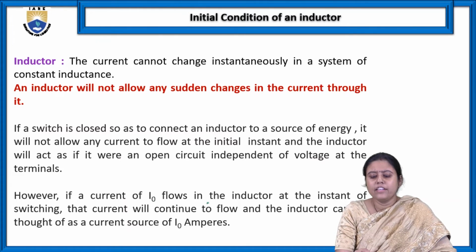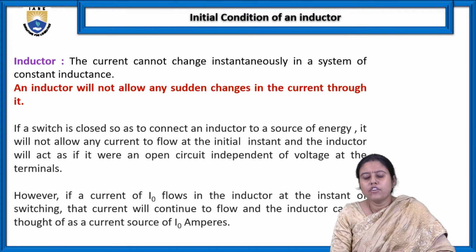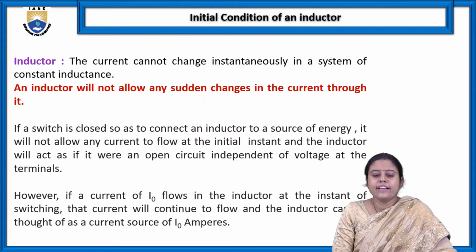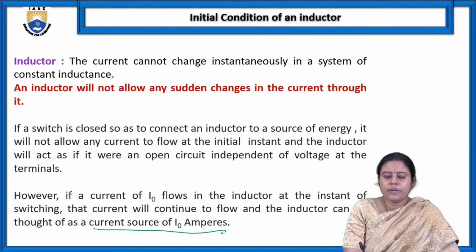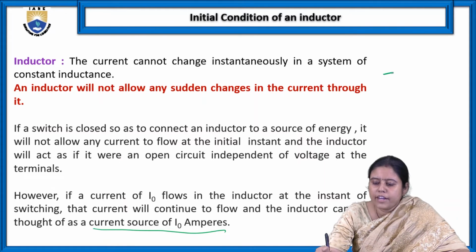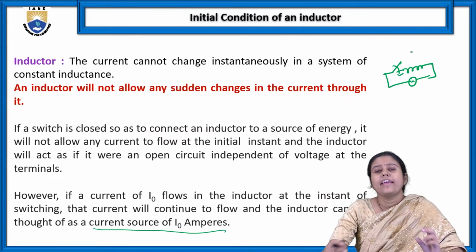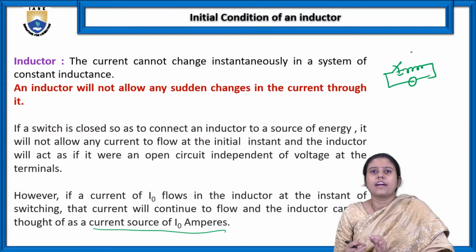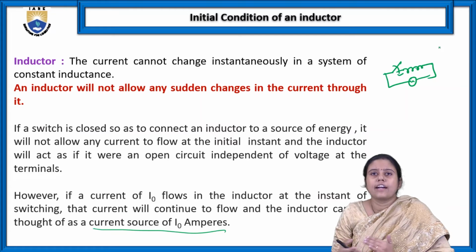However, if the current I0 flows through the inductor at the instant of switching, the current will continue to flow and the inductor can be thought of as a current source. So there are two conditions. There is a switch, it is closed, and we have opened the inductor. What will happen? As there is a discontinuity of the current, it will behave like a current source and it will force the current to flow.